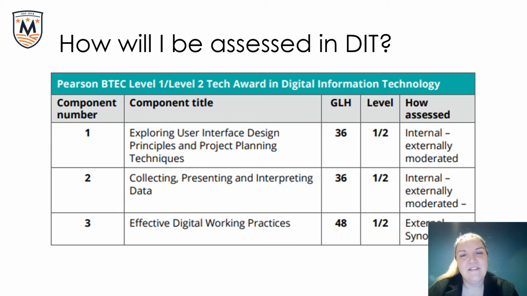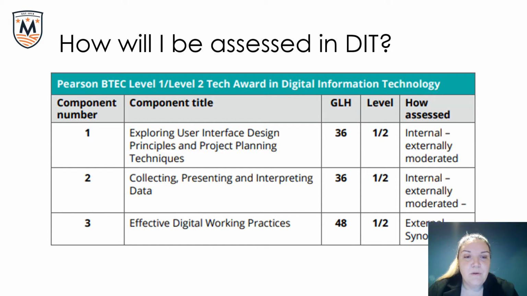So, how will you be assessed in DIT? DIT consists of 3 components. The first 2 are internally assessed components, and they are more practical activities that will be done in class. You will be given a scenario, and then you will make a project for that business based on the given scenario. They are worth 60%, so each unit would be worth 30%. And together the 2 units make up 60% of your final grade.